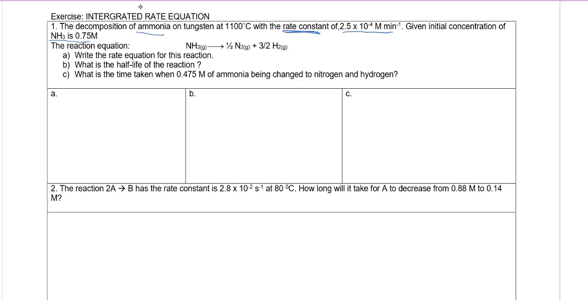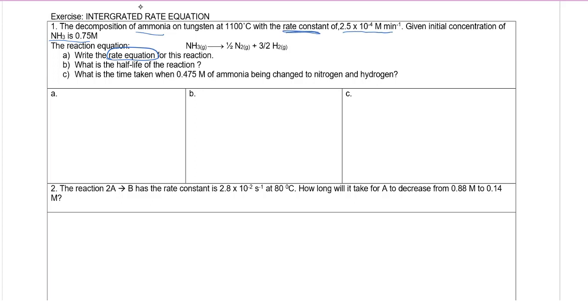So the first question asks you to write down the rate equation. Rate equation is an equation that connects rate constant, concentration of reactant, and order of reaction. So how to determine order of reaction? There are four ways to determine order of reaction. If the question gives you data, we cannot use the initial rate method because there is no experimental data showing how rate changes when you change concentration of reactant.